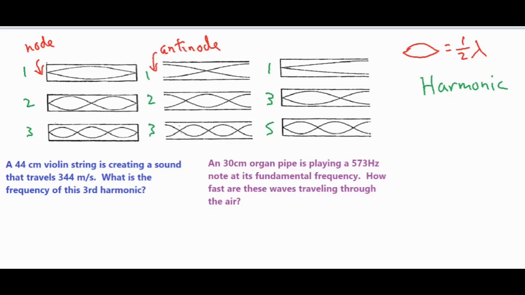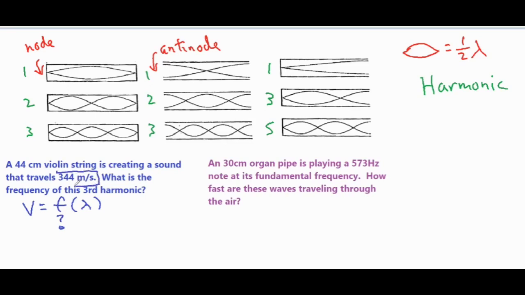So let's go ahead and take a look at our first problem. We have a 44 centimeter violin string that's creating a sound that travels 344 meters per second. What is the frequency of the third harmonic? We're going to be using our wave speed formula, velocity equals frequency times wavelength, and we are interested in finding the frequency as our final answer.